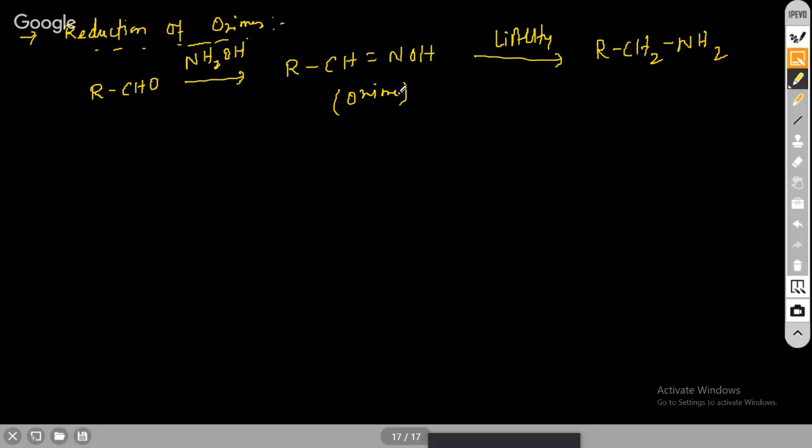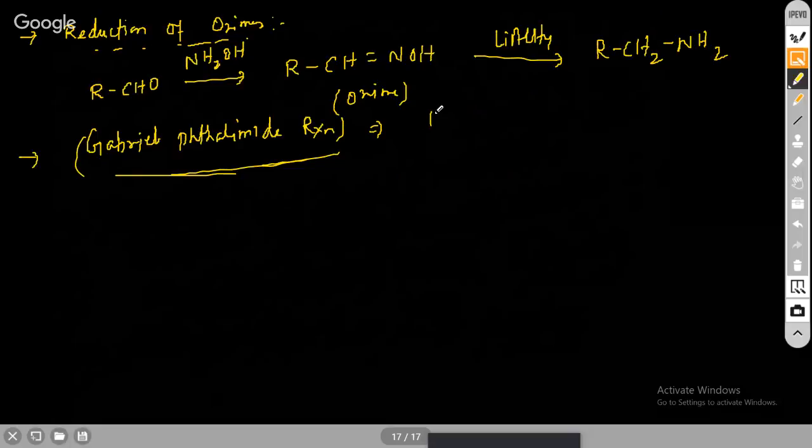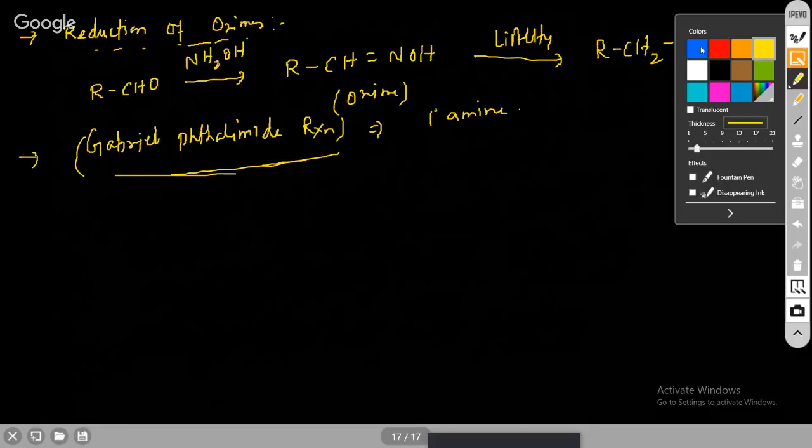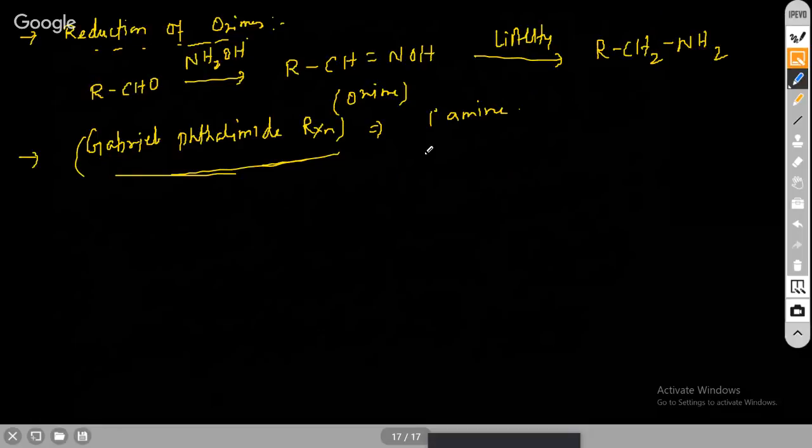Next reaction you write down, that is Gabriel phthalimide reaction. Right, now this only gives 1 degree amine again. All the preparation methods we have seen till now are for 1 degree amine. Okay, this is also important. Sometimes they also ask whether this gives 1 degree amine, 2 degree amine like this. Okay, this you also keep in mind.